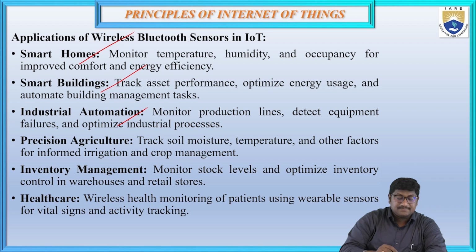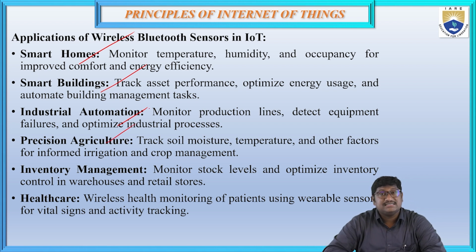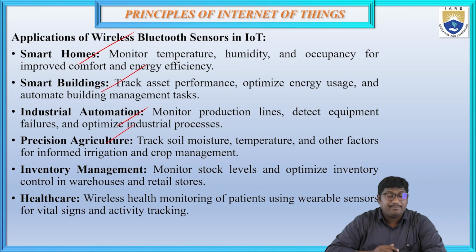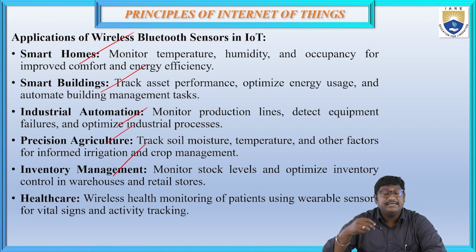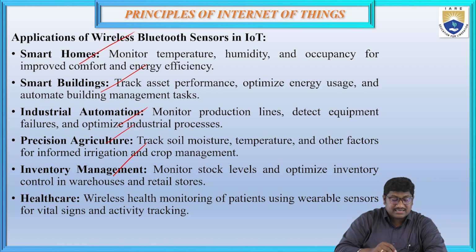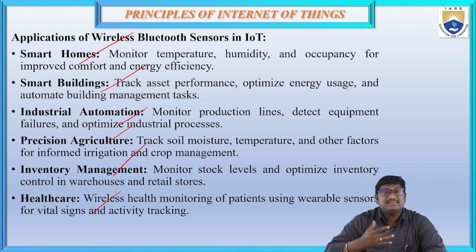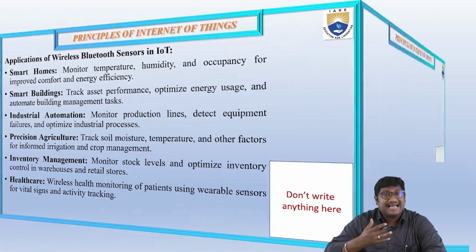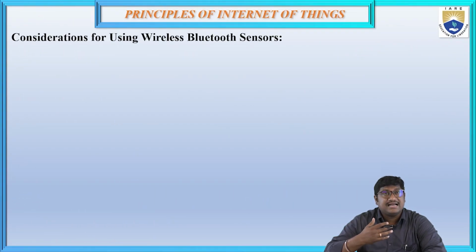Precision agriculture, where we track soil moisture, temperature, and other factors related to irrigation and crop management. Inventory management, you need to monitor the stock levels and optimize the inventory control in warehouses and retail stores. Coming to healthcare, wireless healthcare monitoring, wearable devices for vital signs and activity tracking. These are the different kinds of applications.